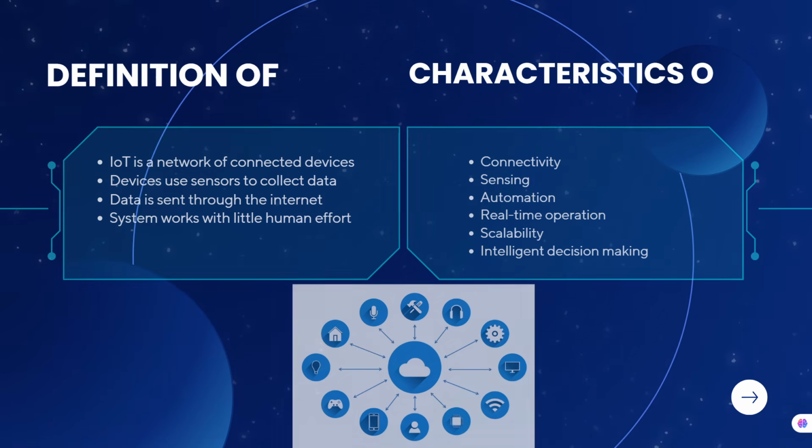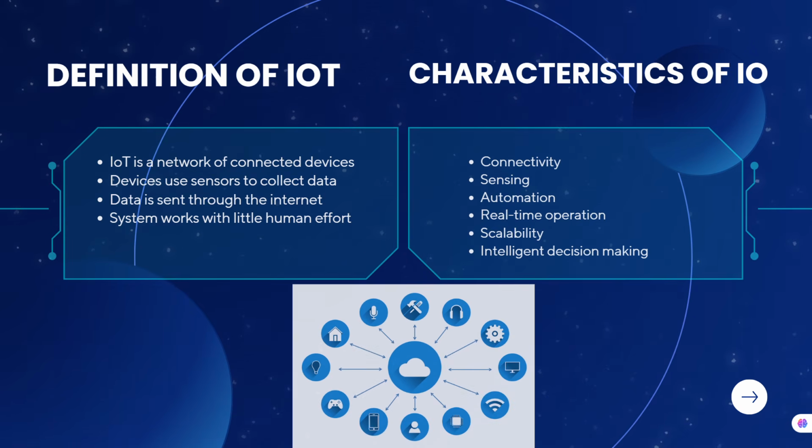To proceed further, we'll see definition and characteristics of IoT. In this image, you can see many devices connected to one cloud. This shows that IoT is a network of connected devices. These devices use sensors to collect data from the real world. The collected data is sent through the internet and processed automatically. Very little human involvement is required.